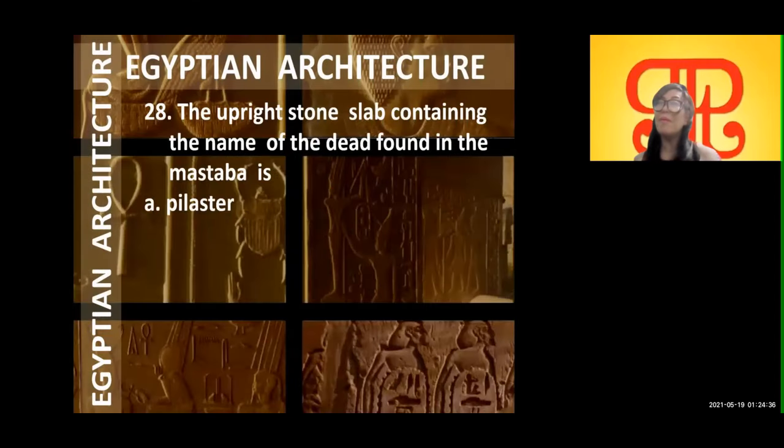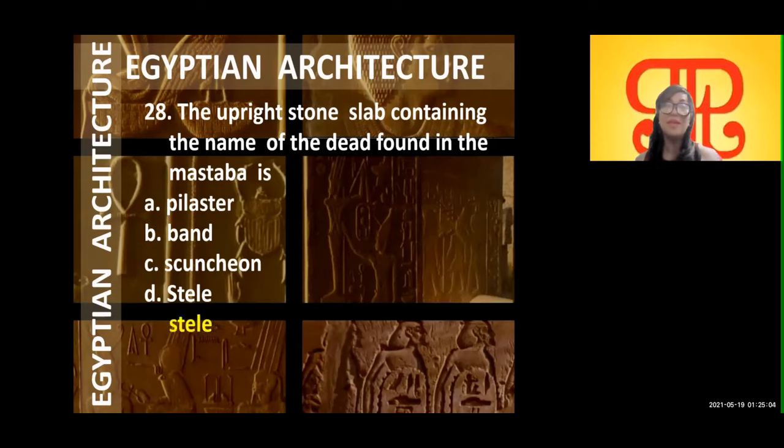28. The upright stone slab containing the name of the dead found in the mastaba is A, pilaster? Is it B, band? Is it C, escutcheon? Or is it D, stele? Okay, it's just like a lapida. Do you know lapida? Where you have your name or the name of the dead listed or engraved. And so the answer here is stele. Okay. It's a tablet where you can put the name of the dead.